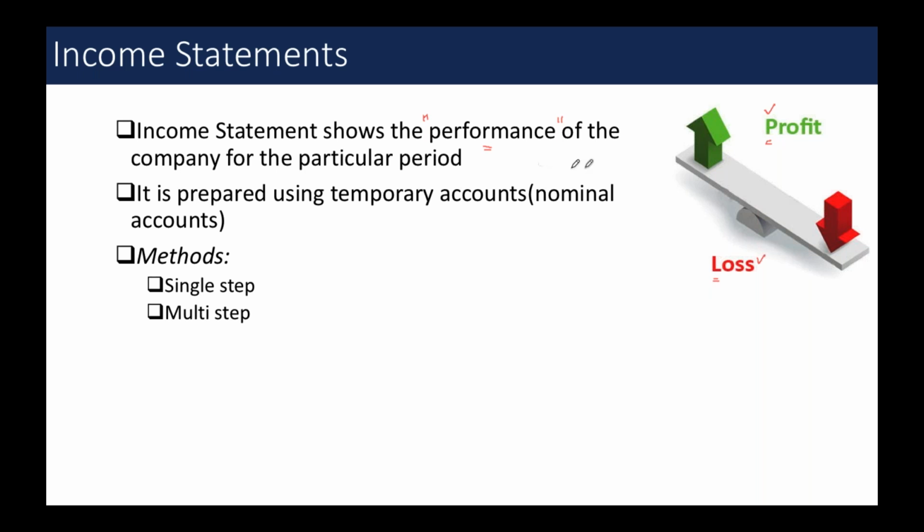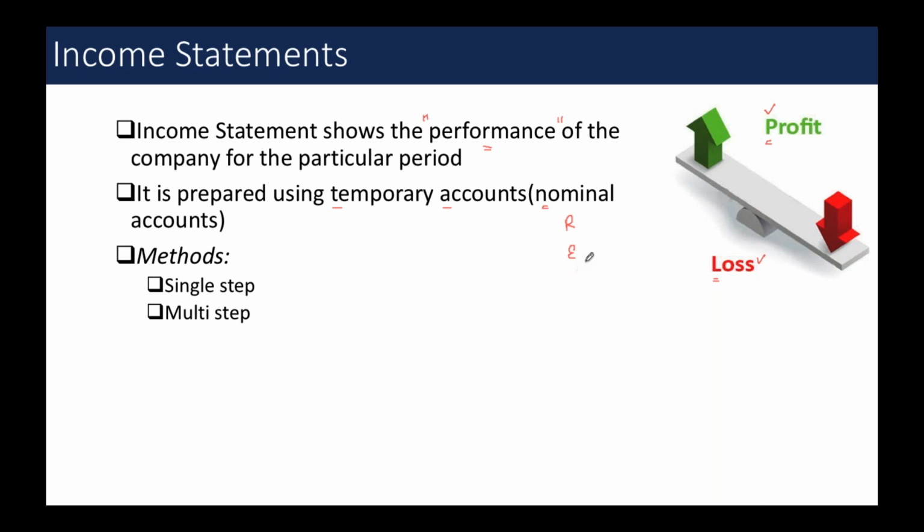If performance is favorable, we call it as profit. If it is unfavorable, we call it as loss. And remember, the income statement is prepared using temporary accounts. Temporary accounts means the nominal accounts which won't be carried forward to the next period. So nominal accounts include only revenues and expenses.